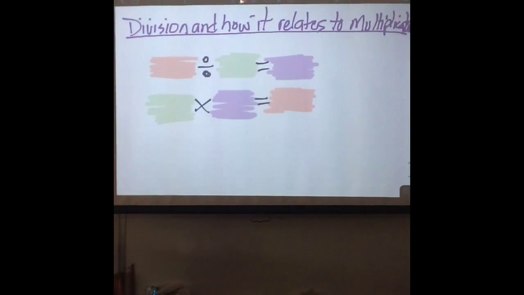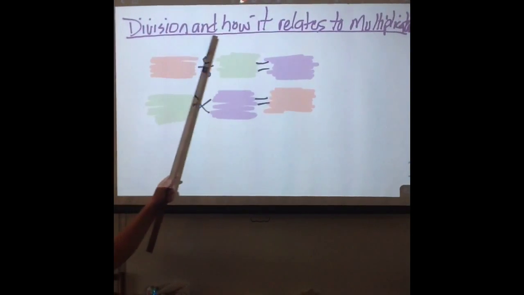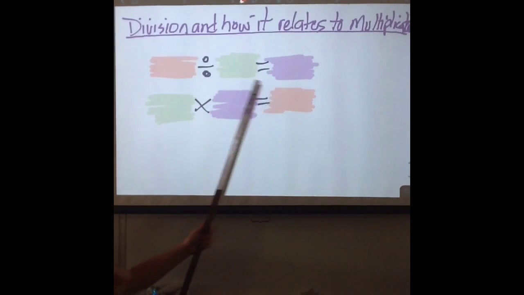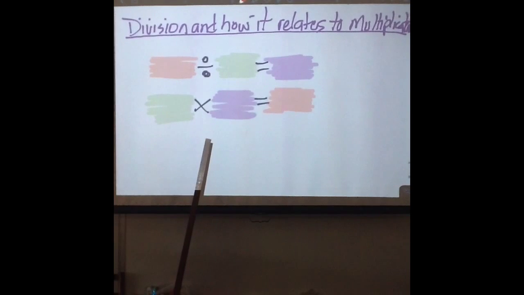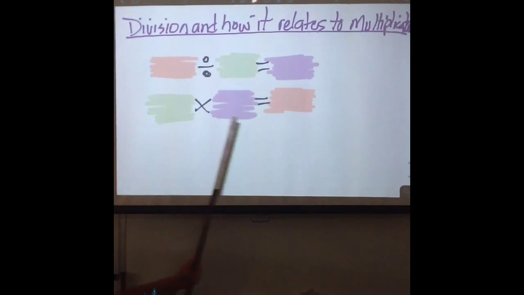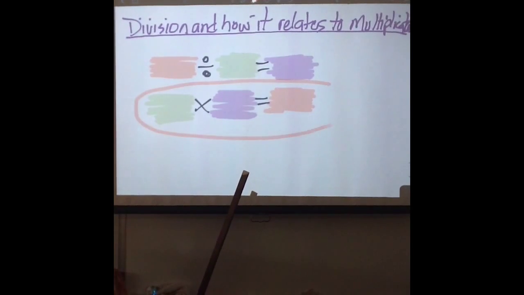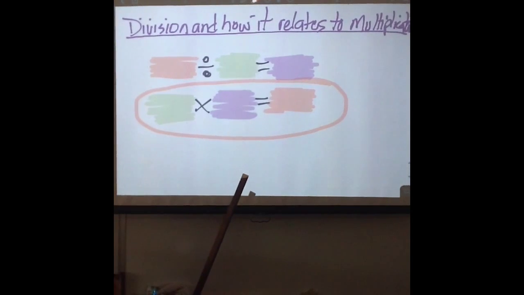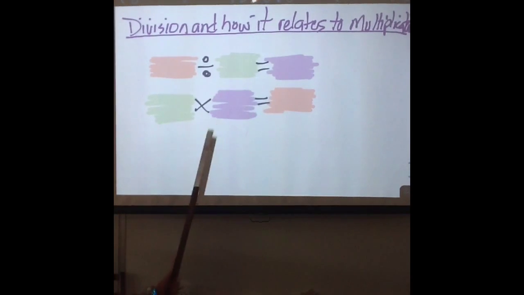Welcome back to math. We're going to talk about division and how it relates to multiplication. Now when you look at these two kinds of problems, which one are you most comfortable dealing with? Most of you are probably saying, hey, this multiplication problem, I'm used to seeing multiplication, so I'm comfortable with that.